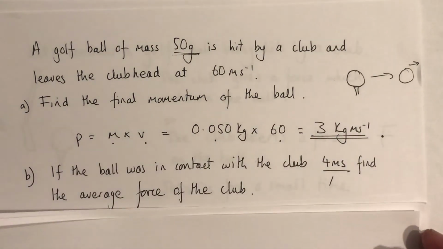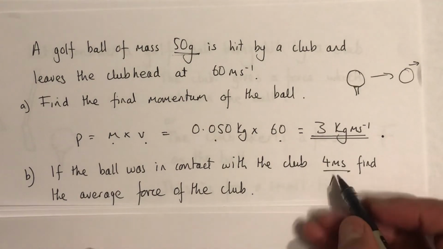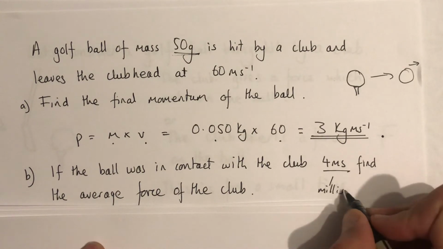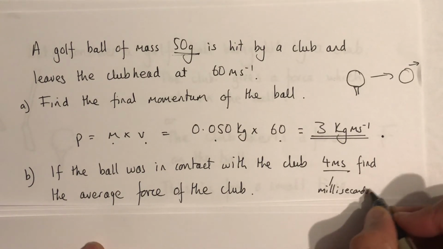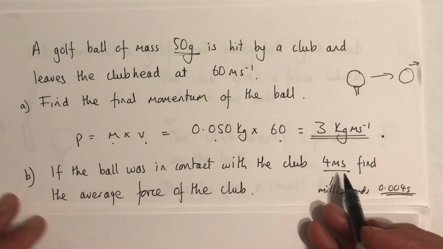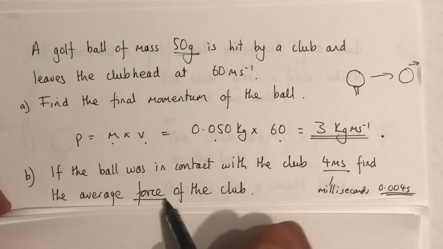Now, if the ball was in contact with the club for 4 milliseconds, watch out for that. So that's 0.004, so divide by 1,000. Find the average force of the club.